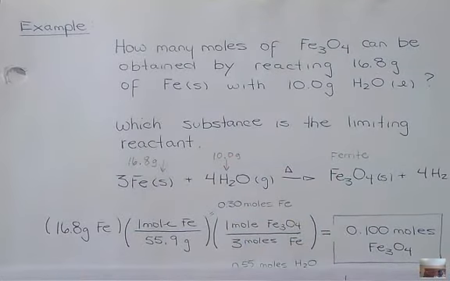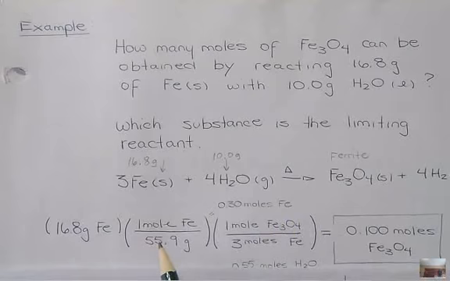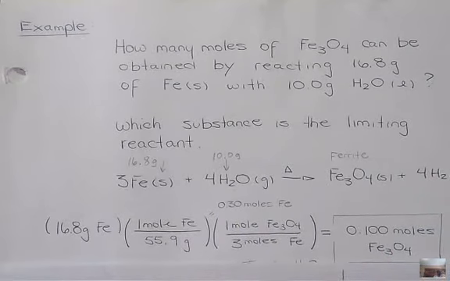Once I get to that step, I'm done because this particular question asked me for moles of ferrite, and that's what I have. Grams would cancel here, moles of iron would cancel here, and moles of the product would be left. So 16.8 divided by 55.9, put it into your calculator, get 0.3. 0.3 divided by 3 gives you 0.1. Again, just a coincidence that you get a round number.